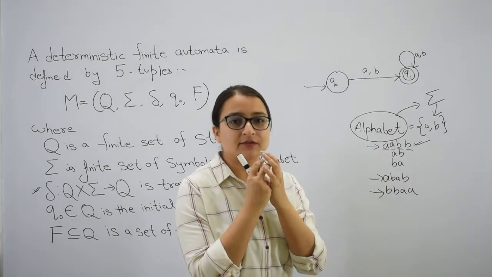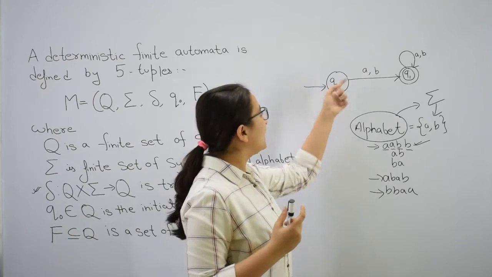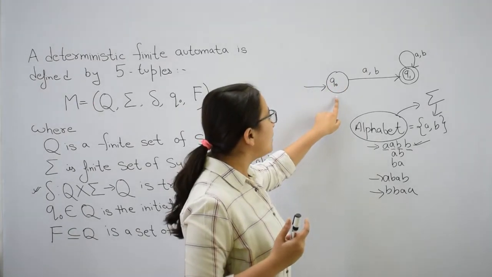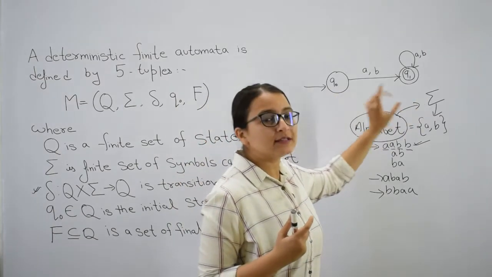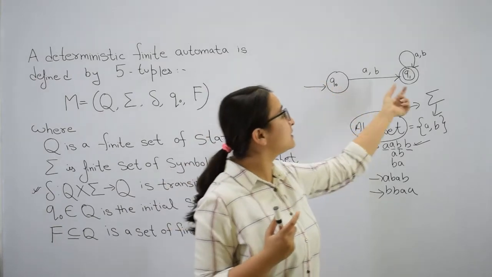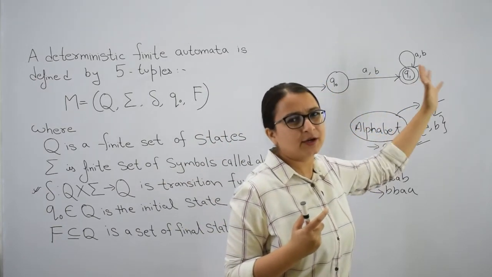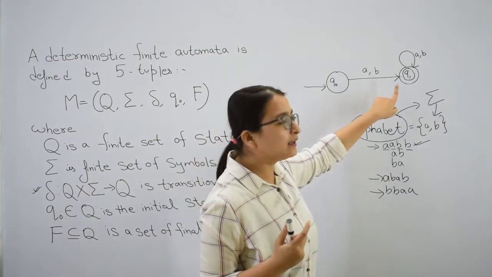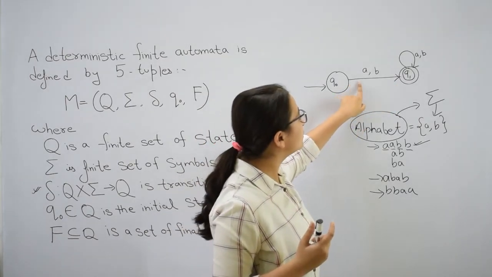To every state we have given a name, and we write within the circle the name of that state. And how we transit from one state to another, like in this diagram I have got two states. One state I call Q0, another state I call Q1. I have taken two names. So how do we transit? We write transition rules on this arrow.